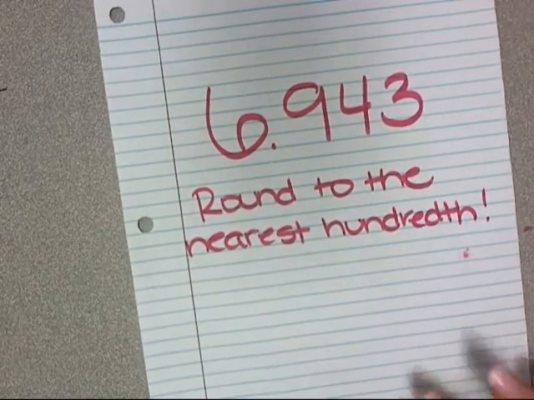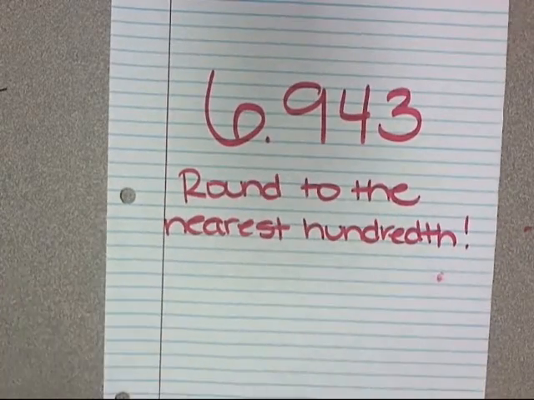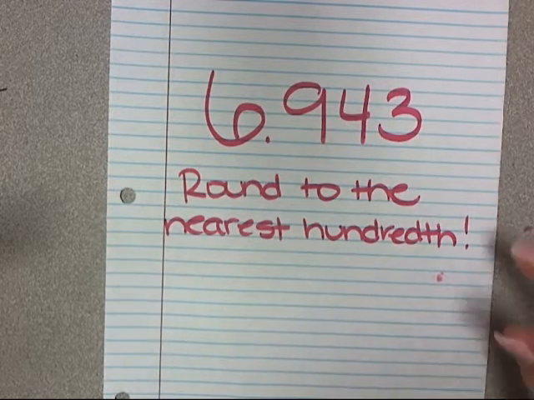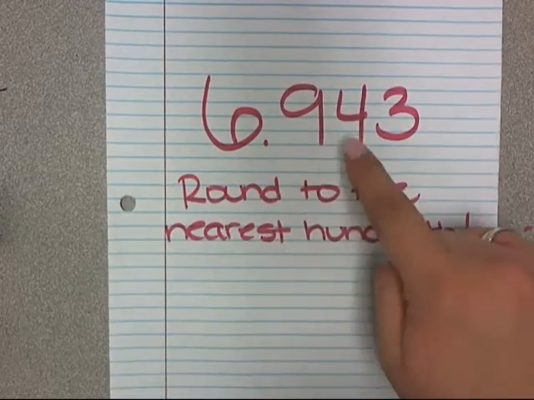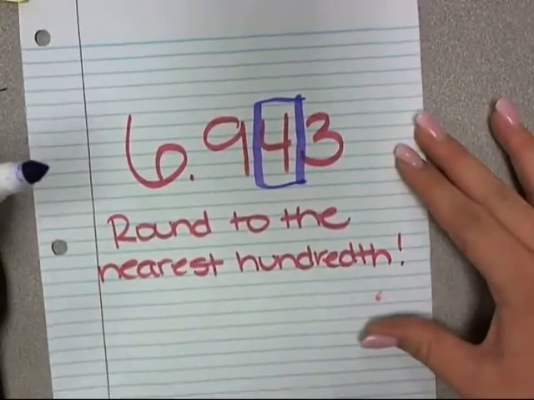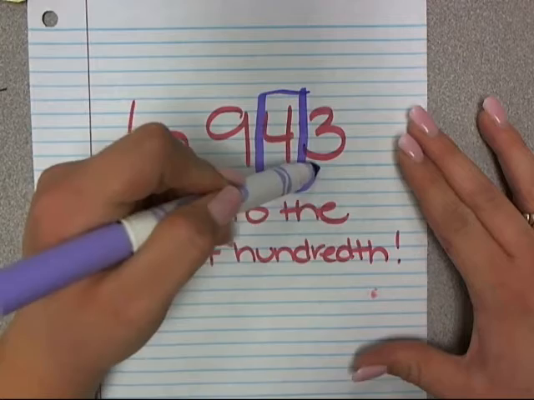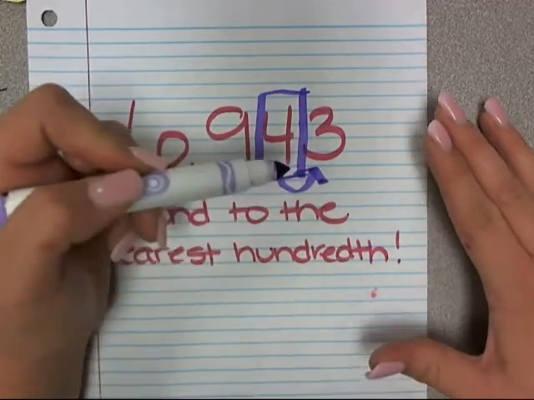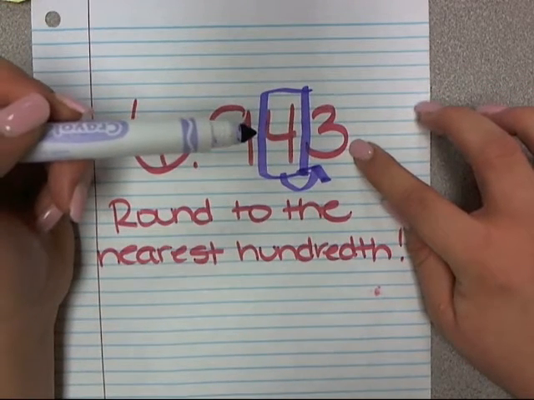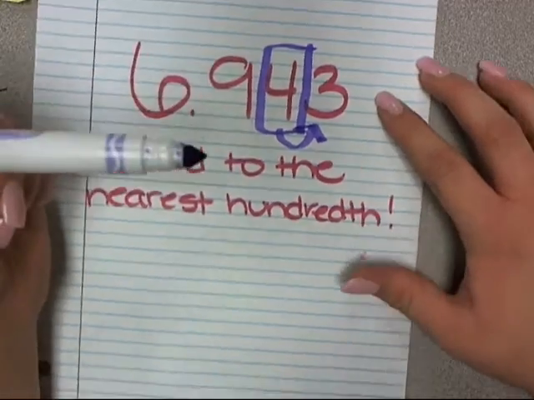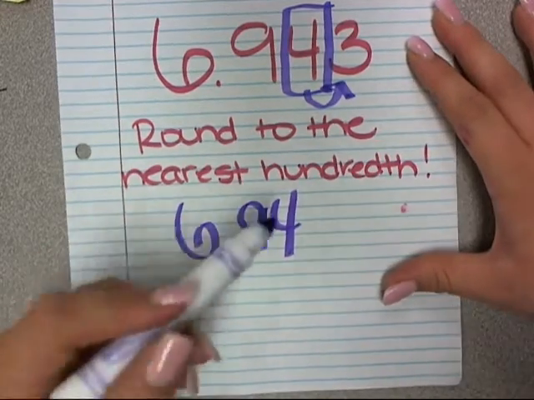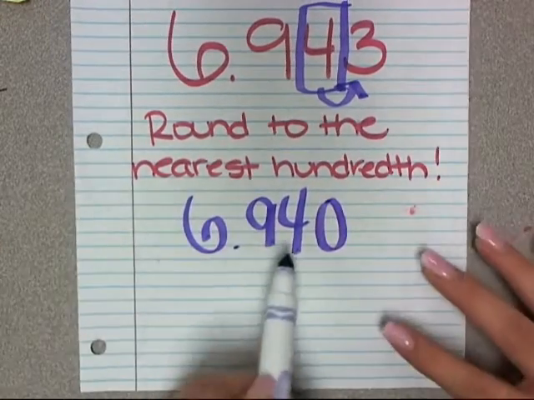Okay, let's try this one. 6.943. Round to the nearest hundredth. Well, step 1 says to box the number in the place value that you're rounding. We're rounding to the hundredth. Tenth, hundredth. Okay, got it. The next step says to draw an arrow from that boxed number to its neighbor on the right. Okay, so 3. Is 3 5 or higher? No, it is not. Therefore, we're not going to be pumping it up, right? We're just going to keep it at 4. So we get 6.94, and then we're going to truncate some zeros. And that's your answer.